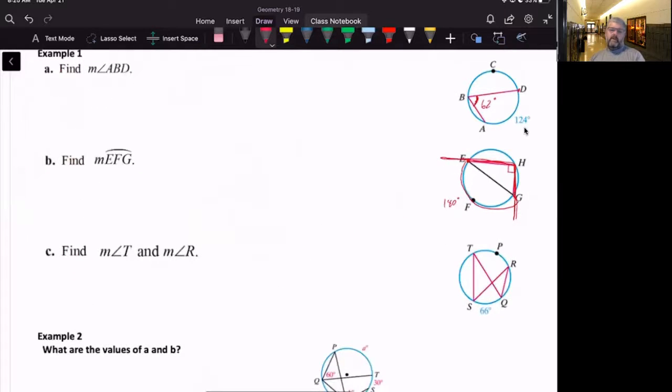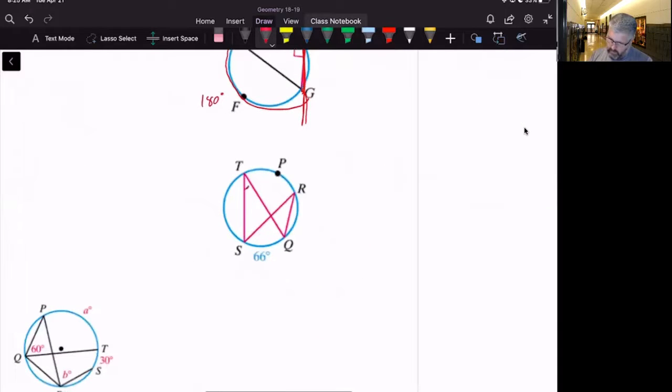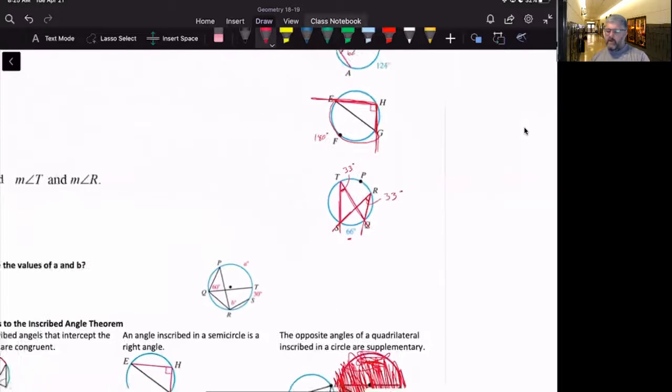Find the measure of angle T and the measure of angle R. So here's angle T, angle R will be over here. If you look at the sides of T, it makes this arc that's 66 degrees. So that means this is going to be half of that, at 33 degrees. If you look, R actually makes the exact same arc of 66 degrees, so it also is going to be 33 degrees. The inscribed angle is half of whatever the arc is.